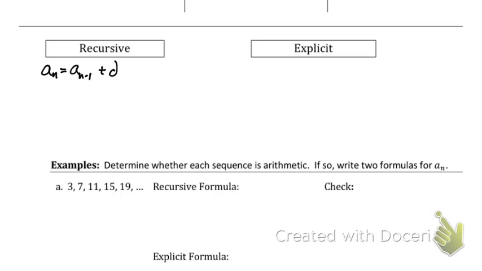That is our recursive. So really, for your recursive, you just need to know your d value, because all of this is going to stay the same anytime I ask for a recursive. Explicit formula, on the other hand, we need to know a little bit more about it. So we have a sub n is going to equal our very first term, so that is a sub 1, something you need to know, plus your common difference times n minus 1.